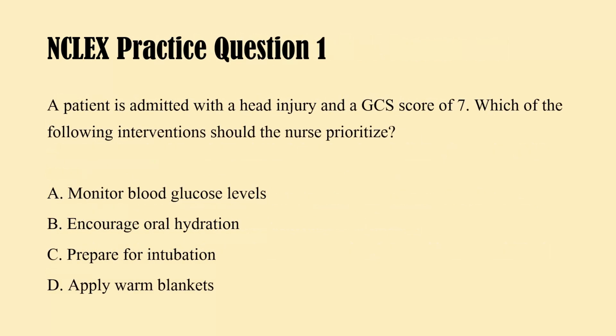Now, let us apply these concepts with a practice question. A patient is admitted with a head injury and a GCS score of 7. Which interventions should the nurse prioritize? A. Monitor blood glucose levels. B. Encourage oral hydration. C. Prepare for intubation. D. Apply warm blankets.